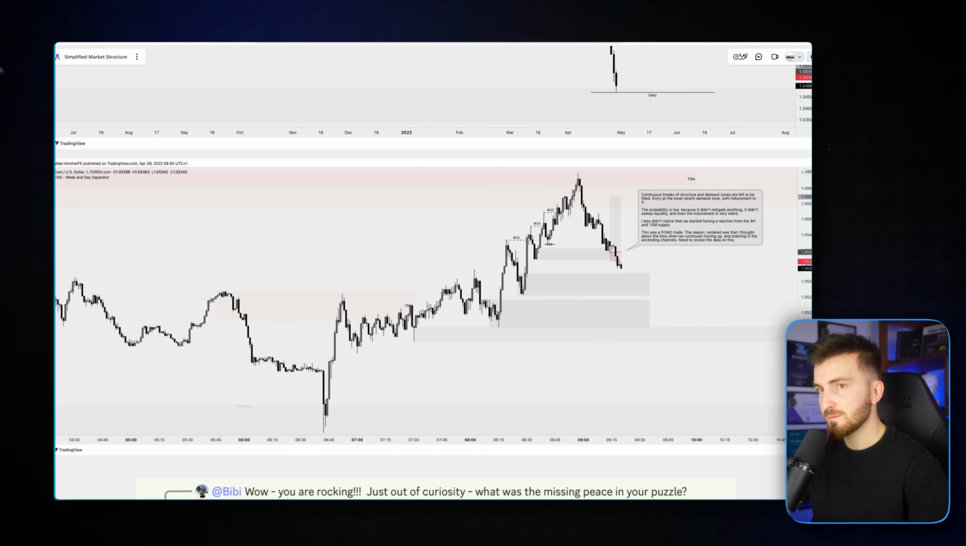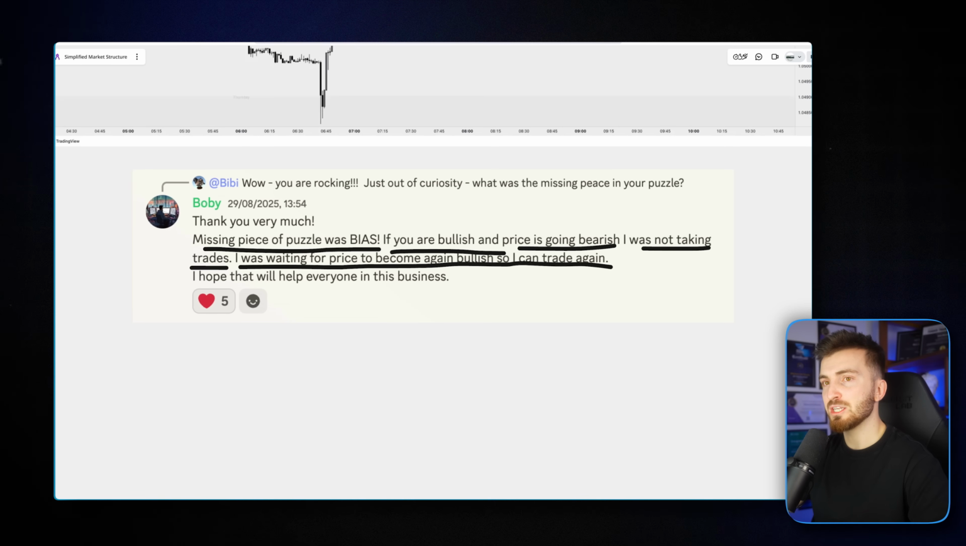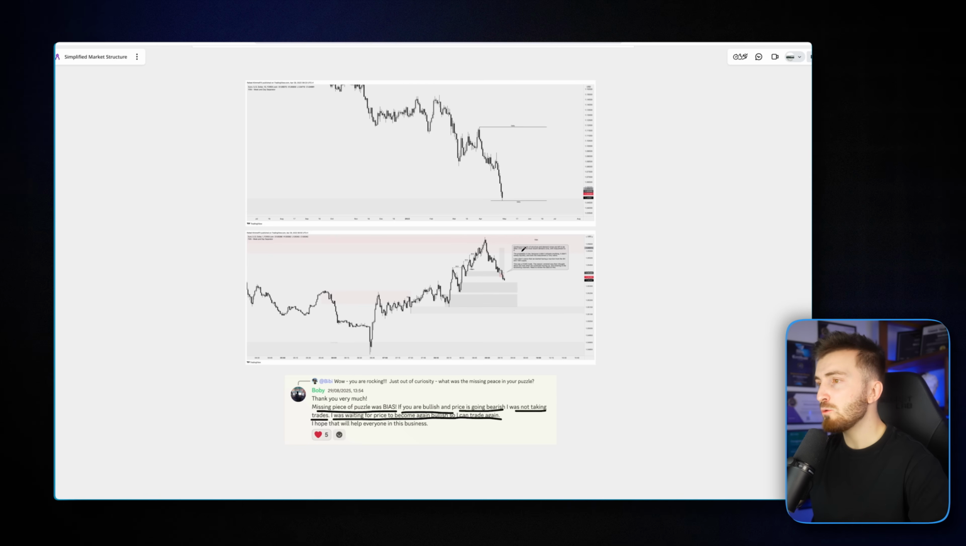And one of my students, Bobby, received an $8,000 payout, and Bibi said, just out of curiosity, what was the missing piece of the puzzle? To which he said, the missing piece of the puzzle was bias. If you are bullish and price is going bearish, I was not taking any trades. I was waiting for price to become bullish so I can trade again, which is clearly what I was not doing and was keeping me unprofitable.